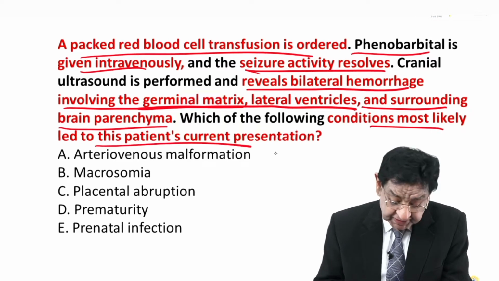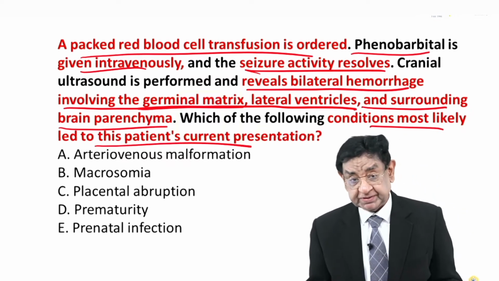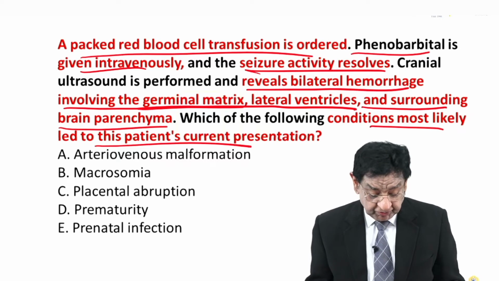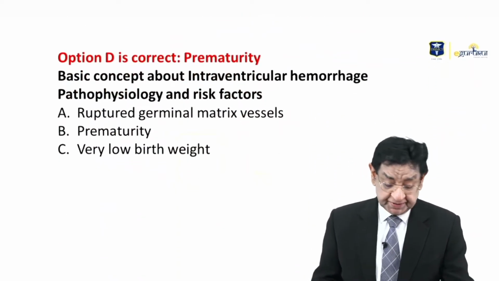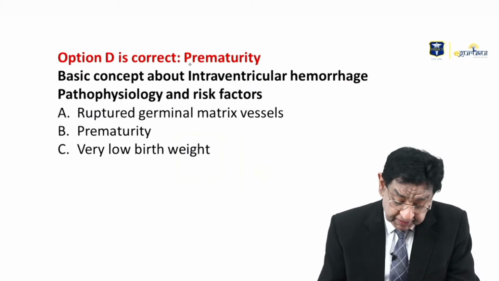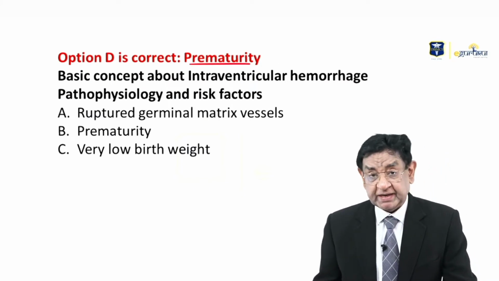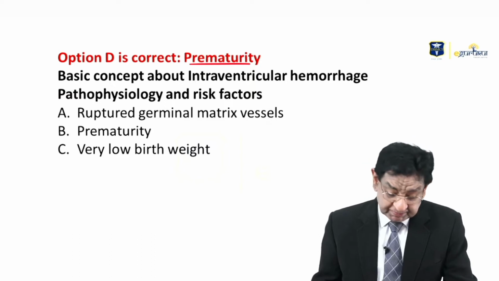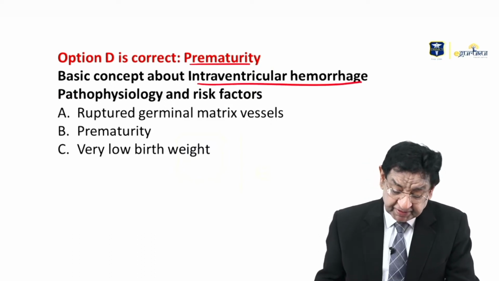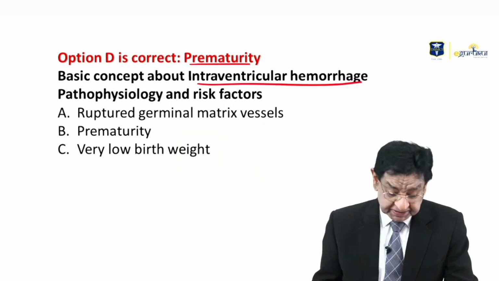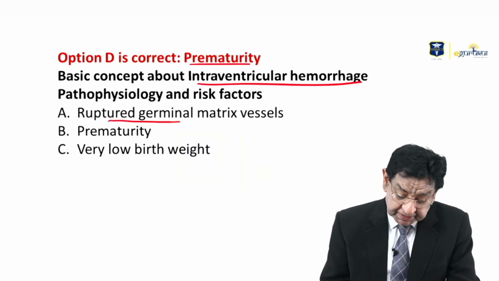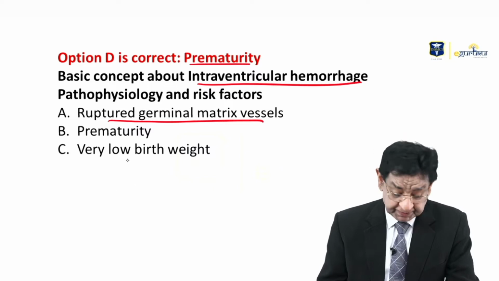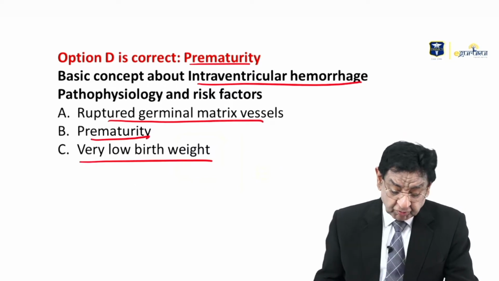Which condition? This happened due to which condition? Okay. Well, the answer is this all occurred due to prematurity. Well, there is a bleeding in the brain. So let's learn some basic concepts about intraventricular hemorrhage before I really discuss this question. The pathophysiological features are ruptured germinal matrix vessel, prematurity and very low birth weight.